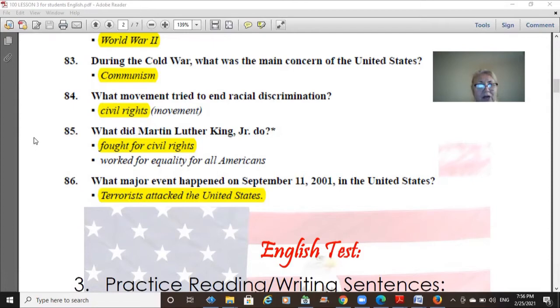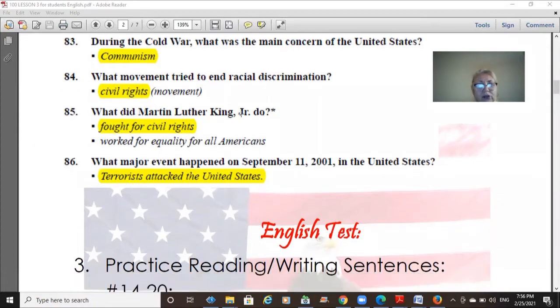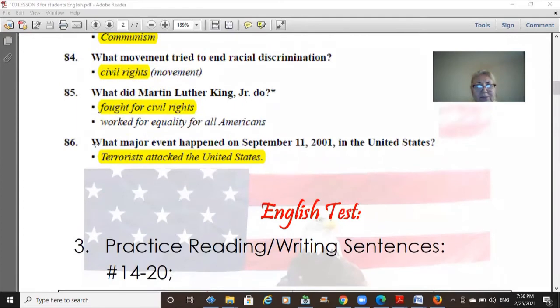Question 85, what did Martin Luther King Jr. do? Fought for civil rights. I think that's the answer that is easier for you to remember. Question 86. What major event happened on September 11th, 2001 in the United States? Please memorize the whole sentence. Terrorists attacked the United States.